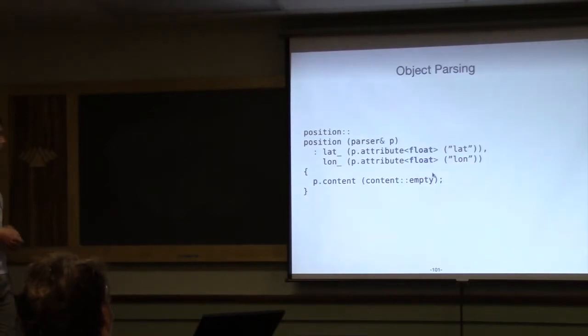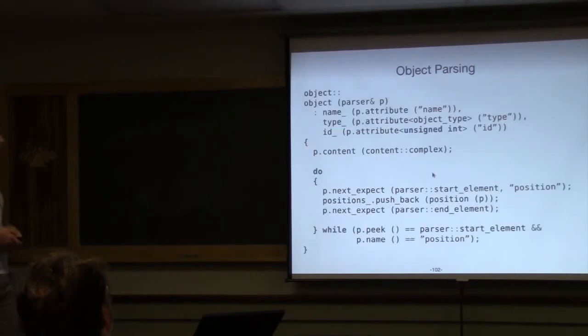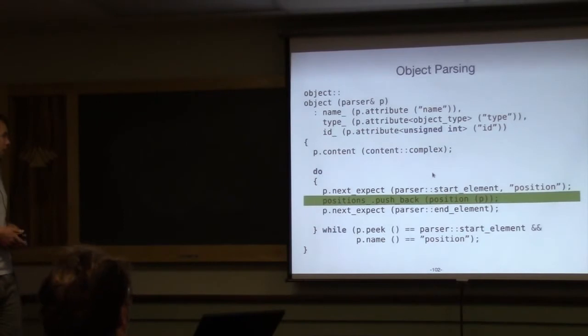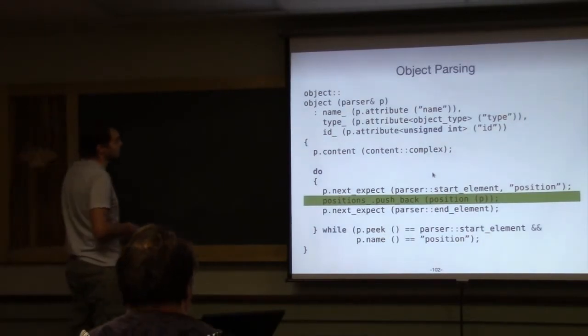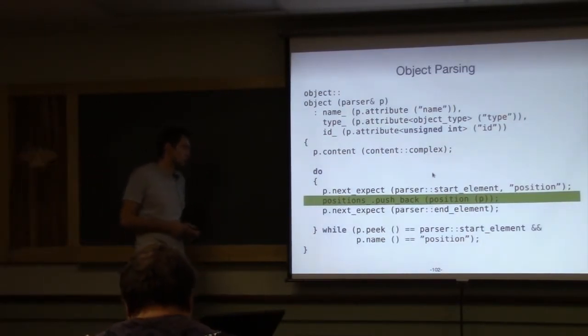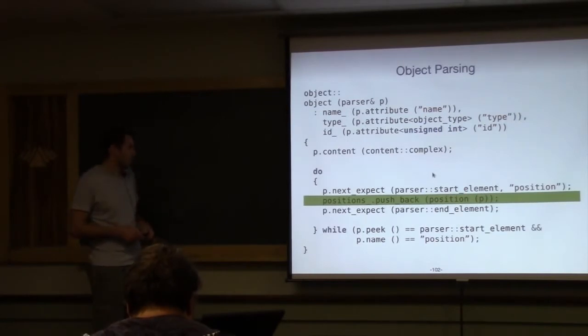So the position constructor is nice and clean. Nothing really interesting here, right? Simple. This is the object constructor. The only mildly interesting line is where we call the position constructor to parse the content of the element. As you can see, we handle the start and end elements. Basically, the caller handles them.